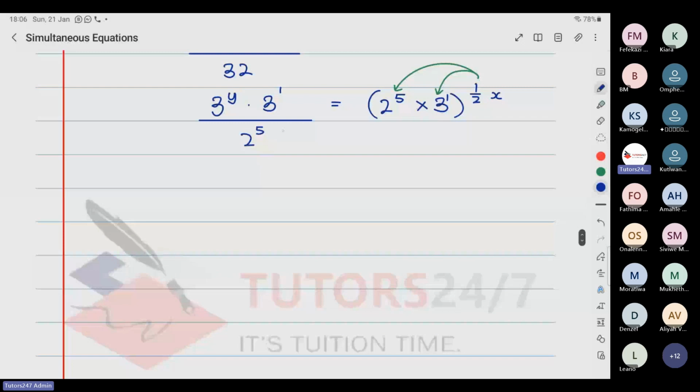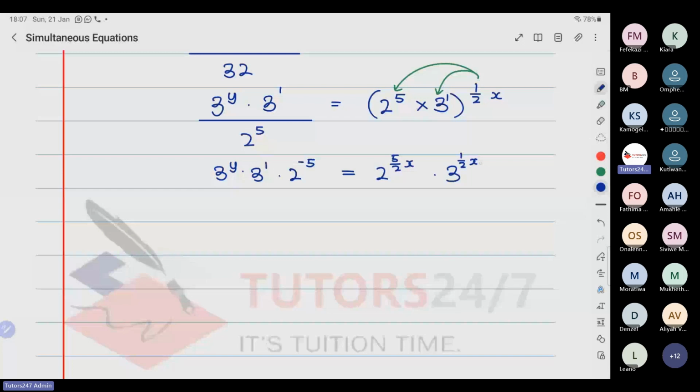So let us start. I'm actually also going to move this 2 to the power 5 to the top, okay? Take note that when you move something from the bottom to the top, the sign of the exponent changes. So it's going to become a to the power negative m, okay? If you move from top to bottom or bottom to top, sign changes. Positive becomes negative, negative becomes positive. The reason I'm doing this is because I don't want to have a denominator anymore. So, yeah. So 3 to the power y times 3 to the power 1 times 2 to the power negative 5 is equal to 2 to the power 5 over 2x times 3 to the power 1 over 2x.